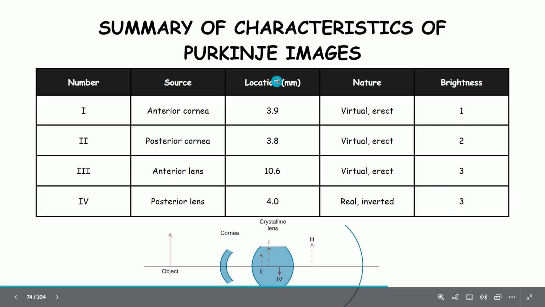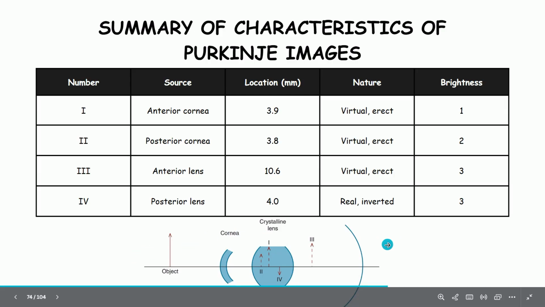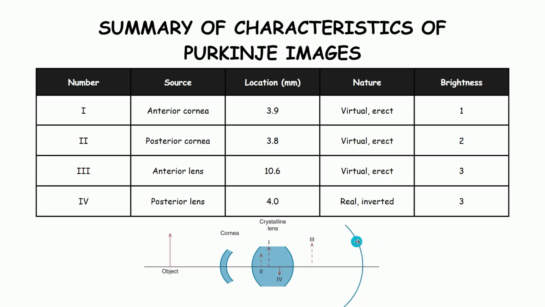And as you can see here, this is the location with respect to the corneal apex. Purkinje image 1 is situated at 3.9 mm and image 2 at 3.8 mm. You can also see that Purkinje image 3 is the largest. It is really big. And our 4 is the smallest. And as you can see, this is what our Purkinje images look like.